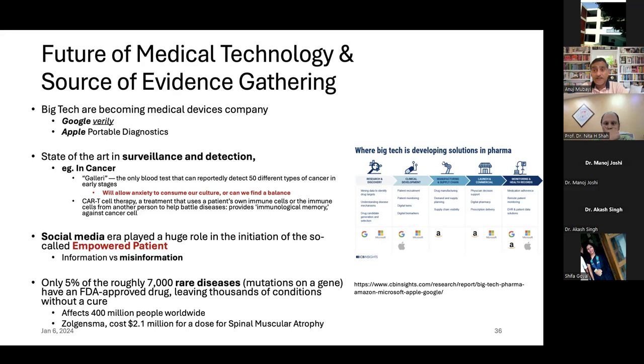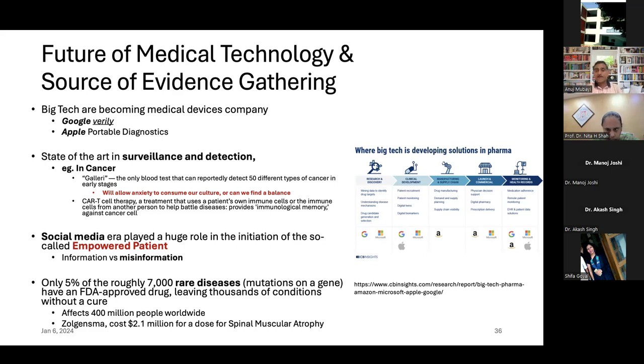There are more rare diseases because of genetic testing and these sophisticated medical technologies now. Rare disease means it happens to very few people, but it happens due to mutations of the genes, for example. There are 7,000 of them which are known, and only 5% have a drug. 5% out of 7,000 diseases have drugs.